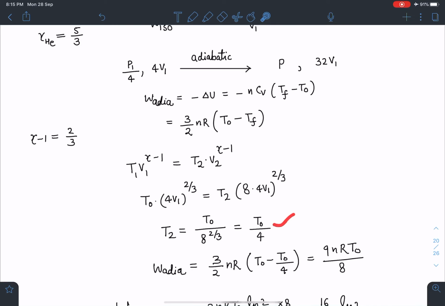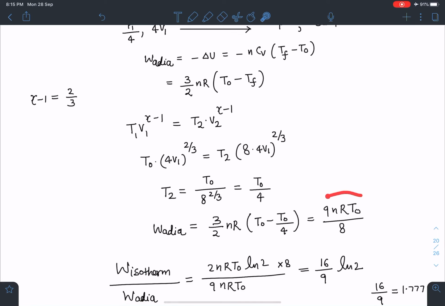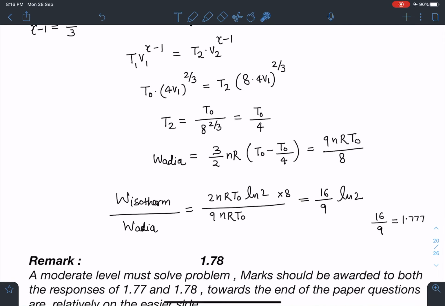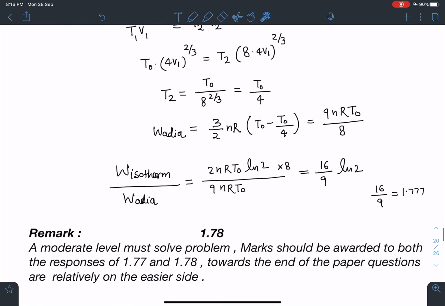When I do the substitution in the W adiabatic equation, I get this answer as 9 by 8 nRT naught. So the required ratio will come as 16 by 9 ln2, which comes as 1.777. They have asked us to round off up to 2 decimal places. So I feel the answer will be 1.78. It could be 1.77 also, a very difficult choice.